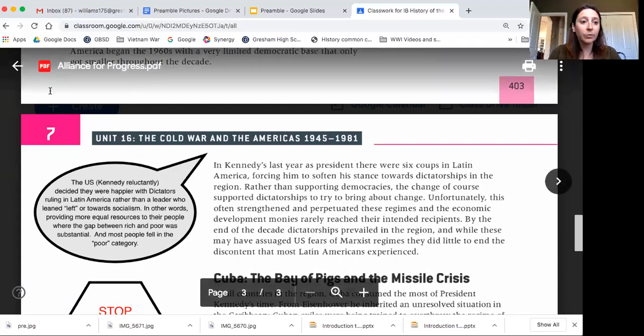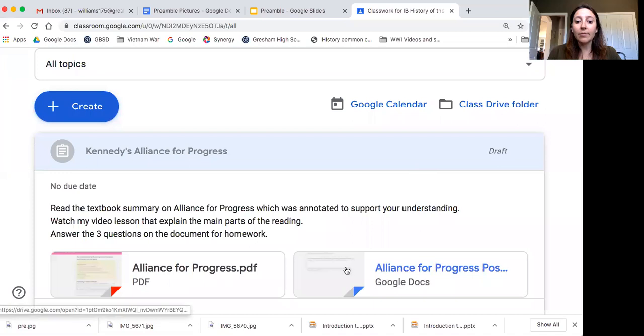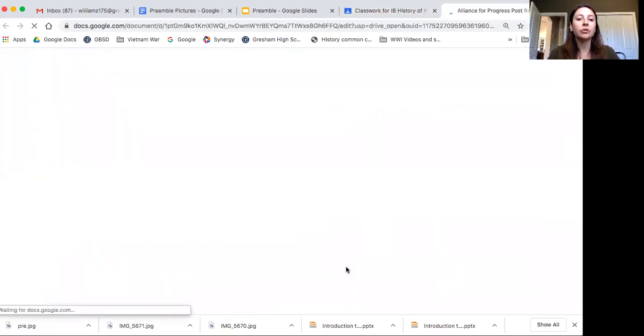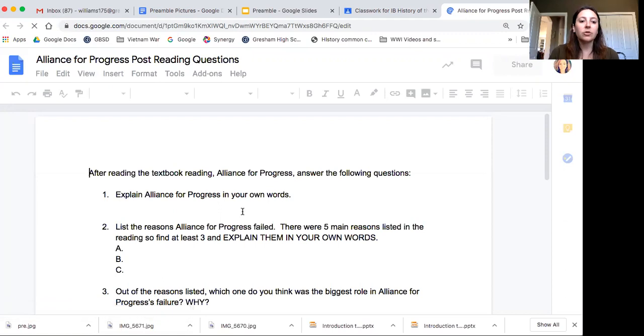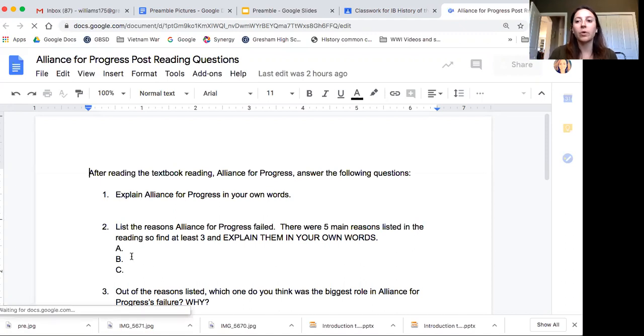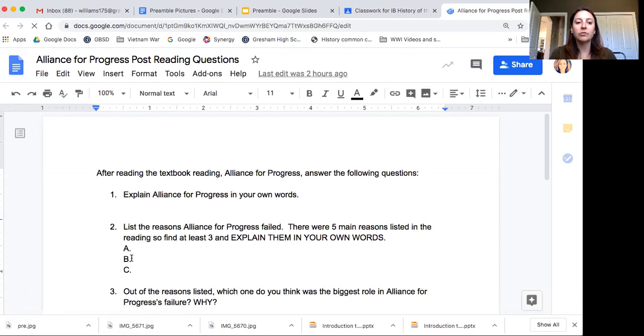Okay, so anyway, read that document and use my notes on the side to help you. Then your homework assignment is to answer these 3 questions on this document. They're really straightforward. First, explain the Alliance for Progress in your own words. So what was it? Number 2 is to find reasons why it failed according to the textbook, or you can look them up if you want. There are several reasons listed, so I'm asking you to come up with 3. Make sure everything's in your own words, please.